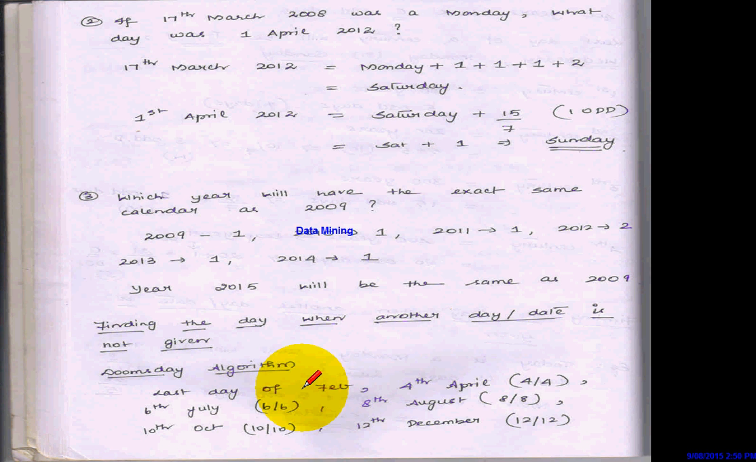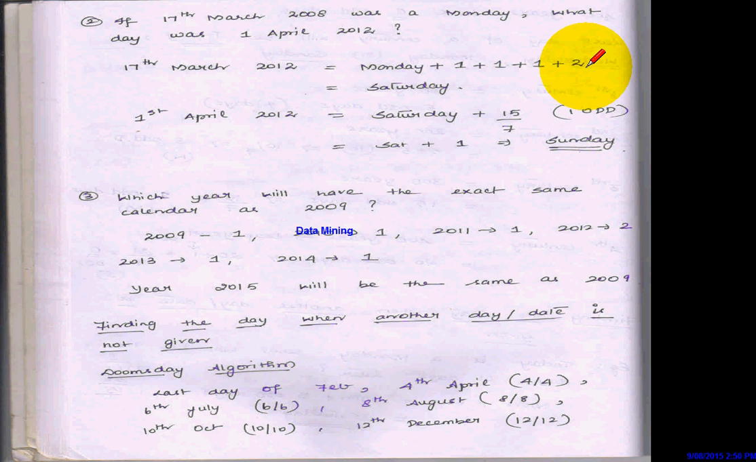Already 17th March 2008 was given as Monday, so I am adding to that Monday. After 2008 the year is 2009. Why have I added 1 here? Because you check whether 2009 is an ordinary year or a leap year. 2009 is an ordinary year, so I have added 1 odd day. Next, 2010 is again an ordinary year, so 1 odd day. 2011 is an ordinary year, so 1 odd day. 2012 is a leap year, so I have added 2 odd days.